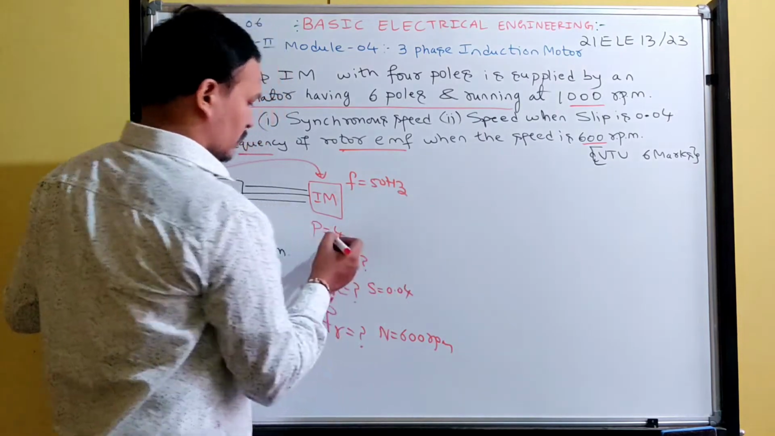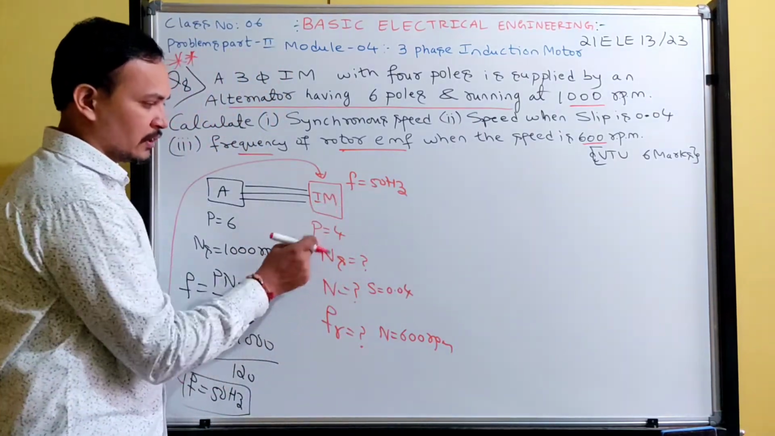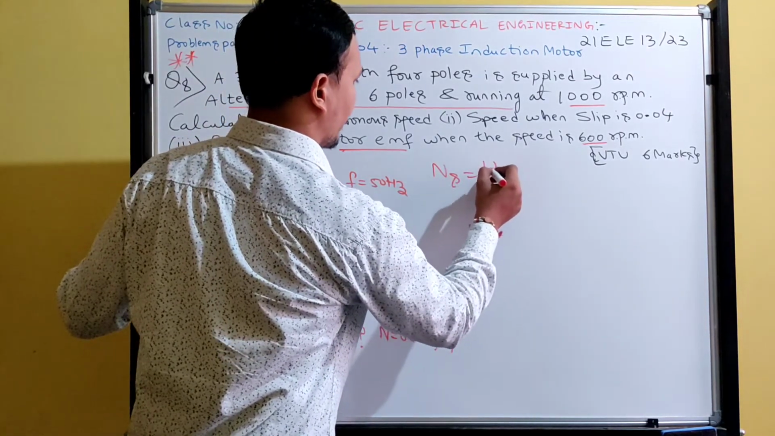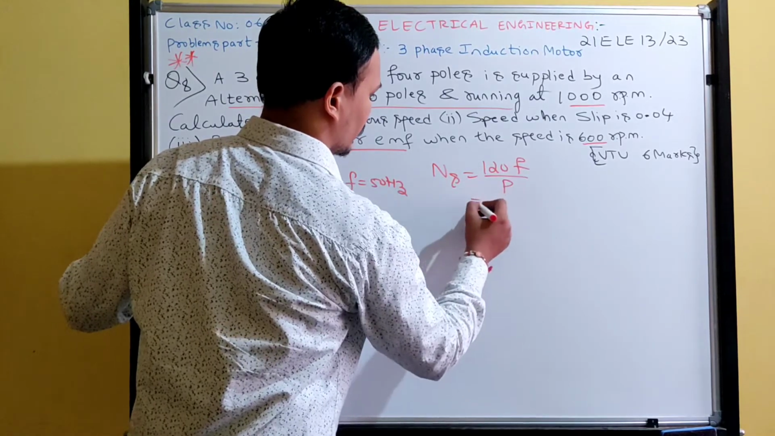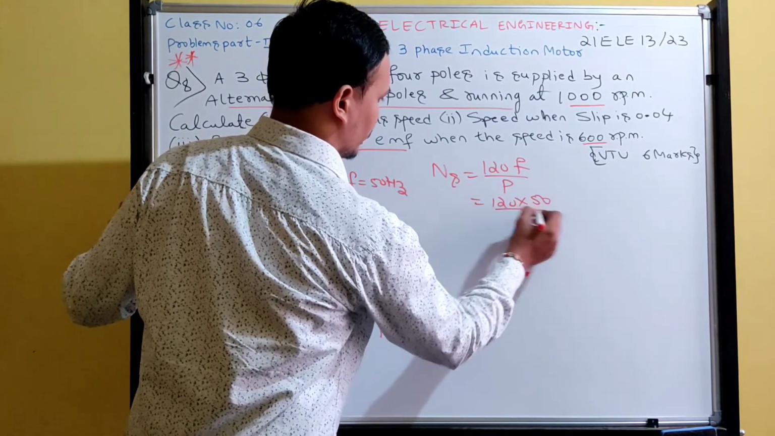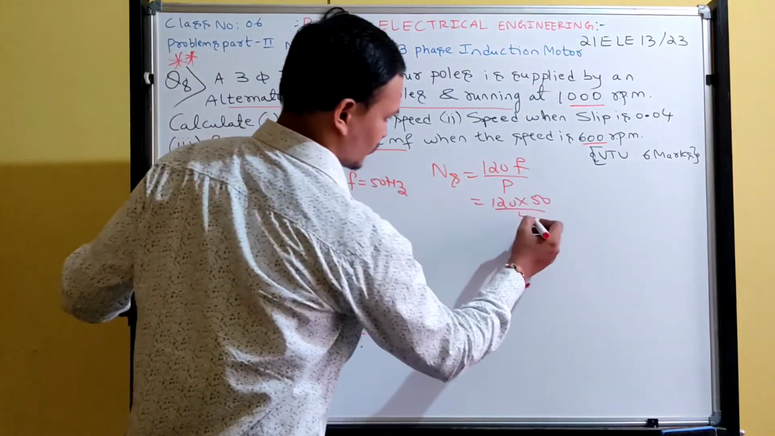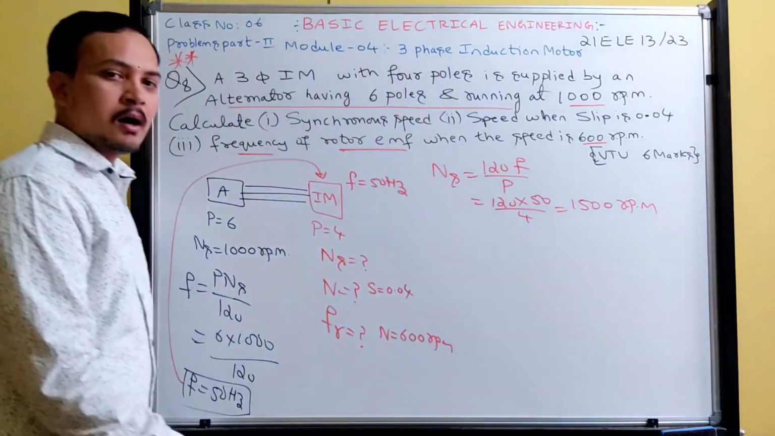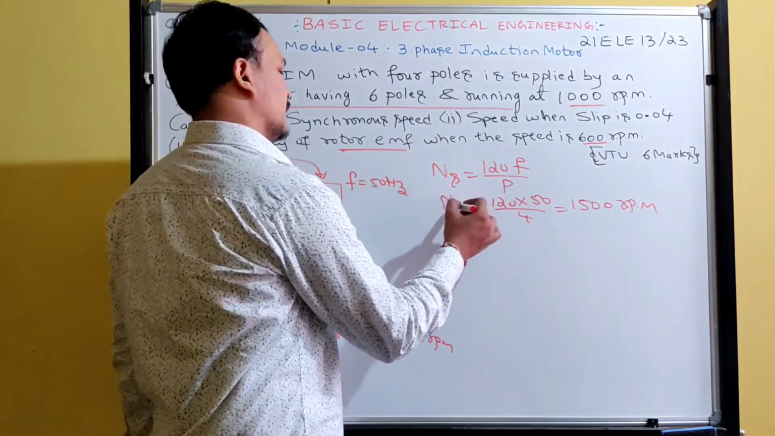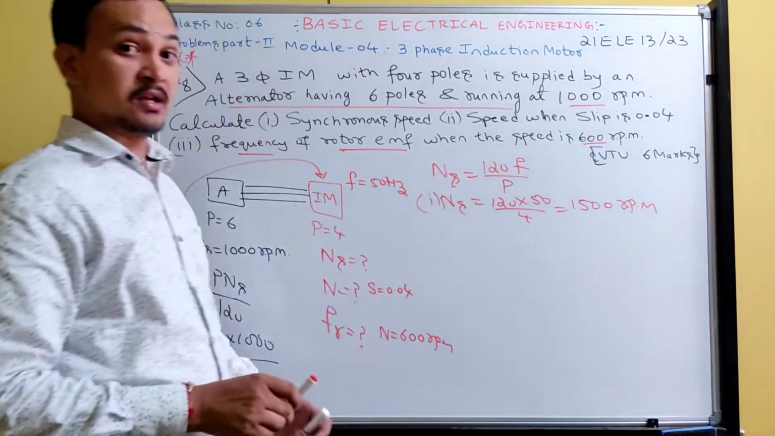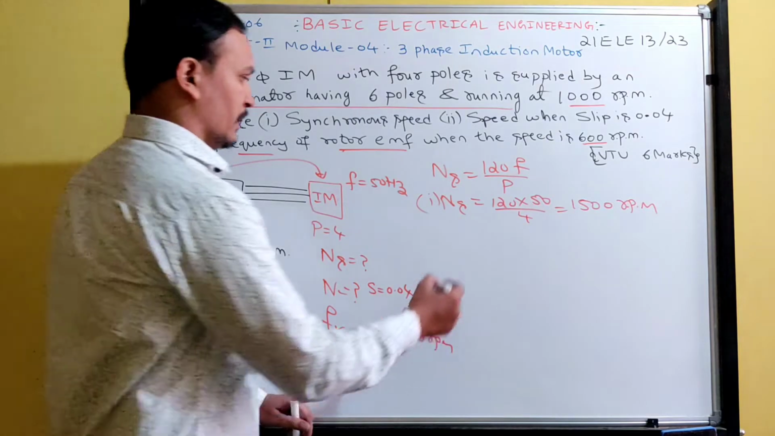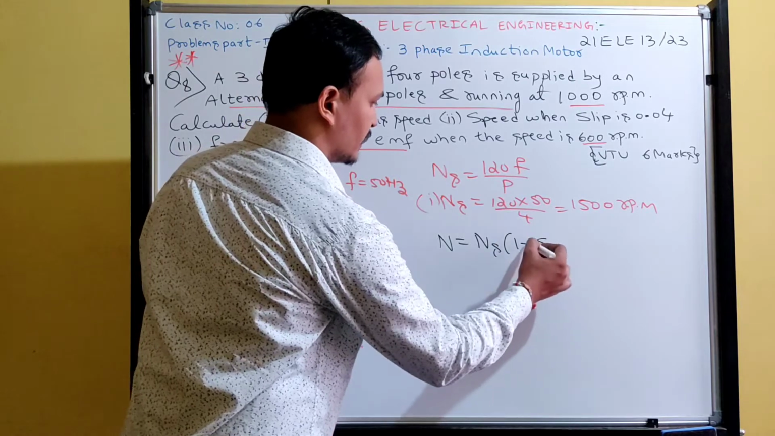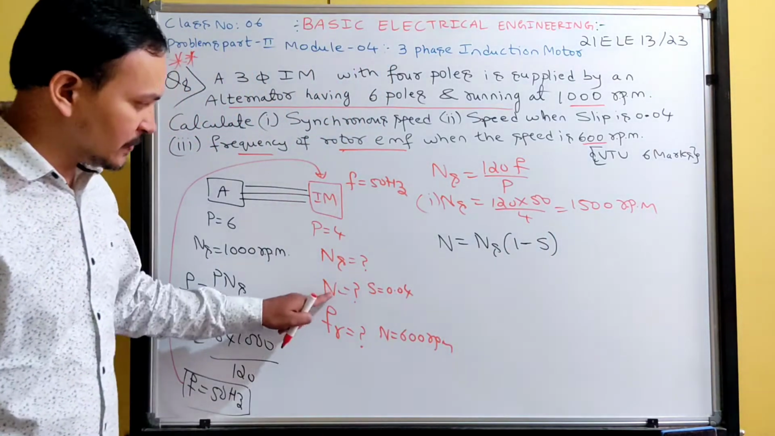So F is 50, and we have the poles. Calculate Ns. By knowing frequency and poles, you can find Ns. What is the Ns formula? 120 F by P. 120 into frequency 50, and the number of poles is 4. So what speed do you get? 1500 RPM. This is the Ns value, the solution for the first question. Next, what is the rotor speed? The rotor speed formula is Ns into (1 minus slip). They are asking what is the speed at this slip.